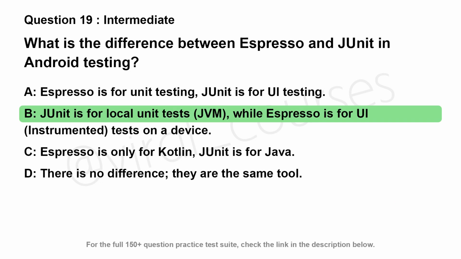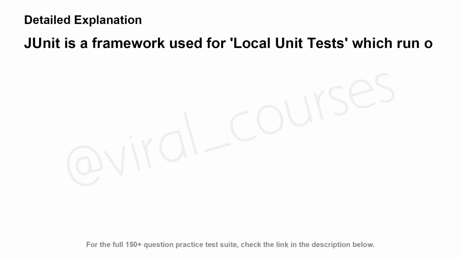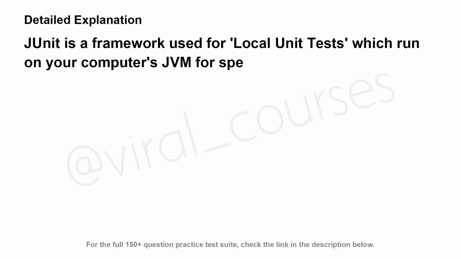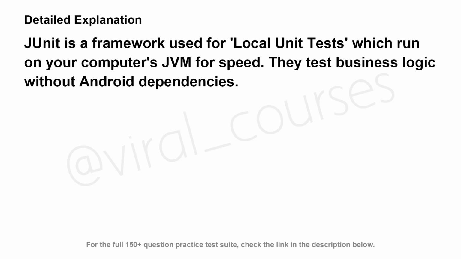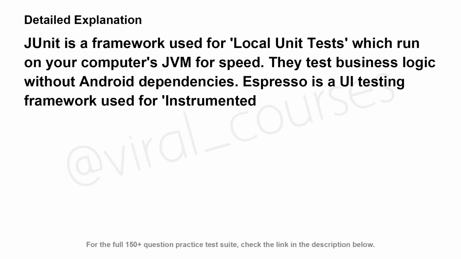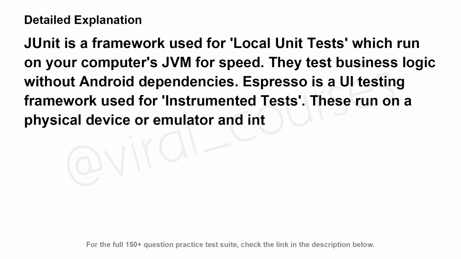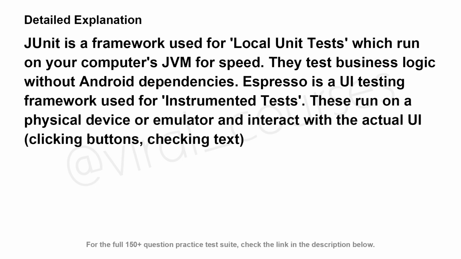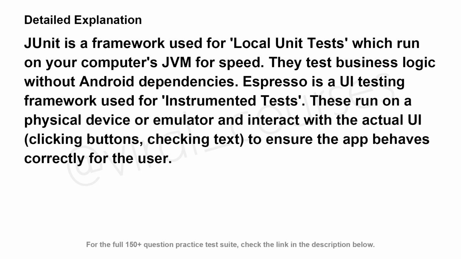The correct answer is B. JUnit is a framework used for local unit tests which run on your computer's JVM for speed. They test business logic without Android dependencies. Espresso is a UI testing framework used for instrumented tests. These run on a physical device or emulator and interact with the actual UI. Clicking buttons. Checking text. To ensure the app behaves correctly for the user.